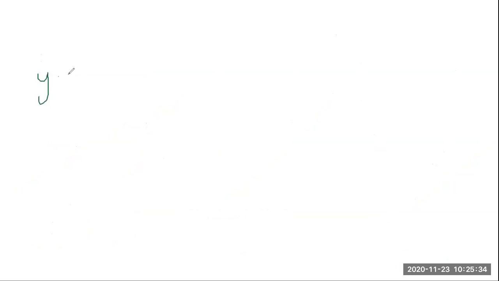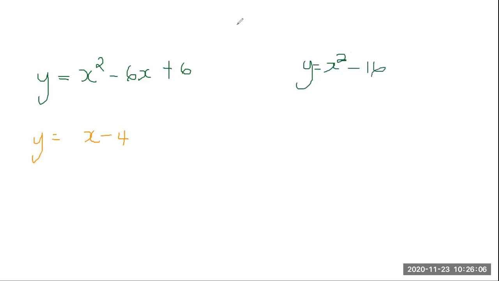The first one is y equals x squared minus 6x plus 6. And then the next equation is, let's use a different color actually. Orange, where are you at? The next one is y equals x minus 4. That's example 1. And then the next example is y equals x squared minus 16. And then the next one is y equals x minus 4. This is just a brief introduction.